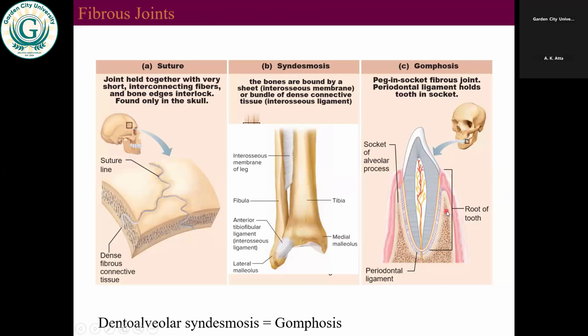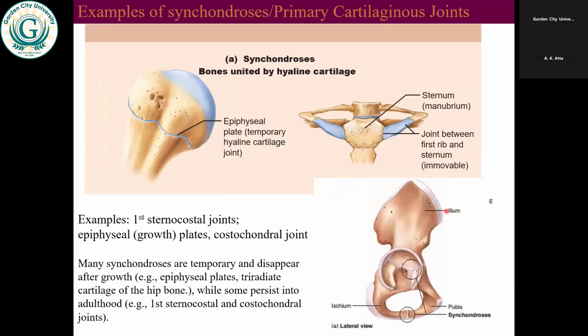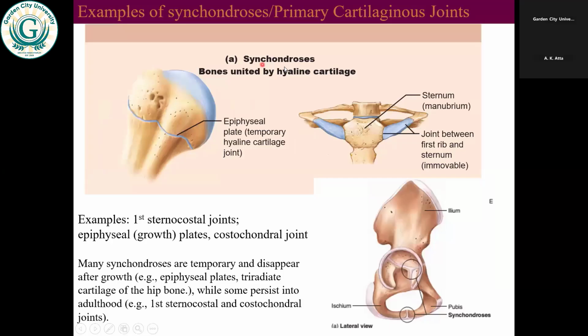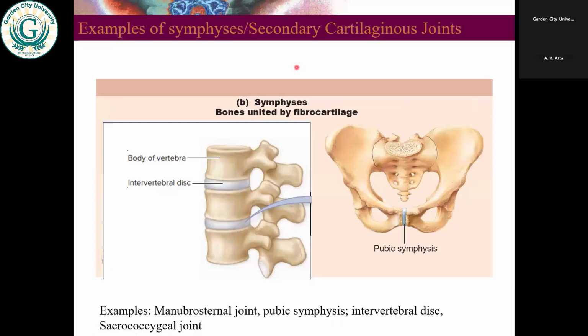connecting the cementum to either the maxilla or the mandible. Then we have cartilaginous joints. The cartilaginous joints, what's connecting the two bones is what? Is the cartilage. The cartilage can be hyaline cartilage or it can be a fibrocartilage. So if it's a hyaline cartilage, we call it synchondrosis. And if it's a fibrocartilage, we call it a symphysis. We call it what? A symphysis.